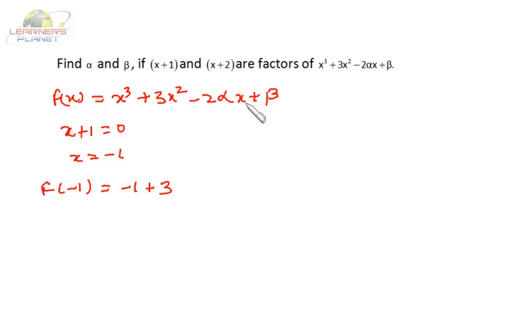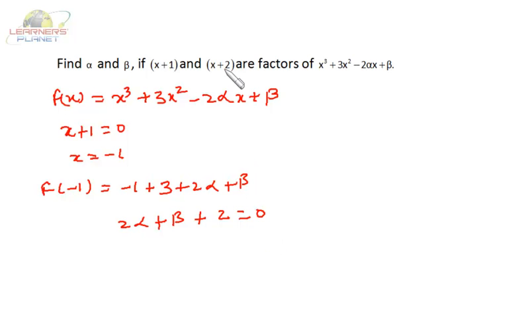Put x is equal to minus 1 over here. So minus 2 alpha into minus 1, it's 2 alpha, and then plus beta. Okay, so it is 2 alpha plus beta plus 2, and it will be 0 since x plus 1 is a factor of x cube plus 3x square minus 2 alpha x plus beta. So f of minus 1 must be 0 according to the factor theorem.